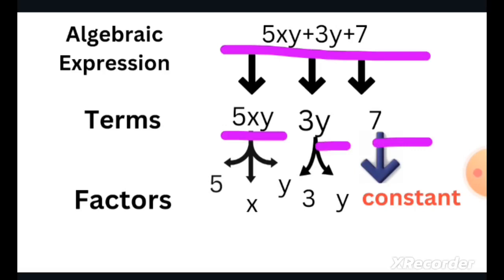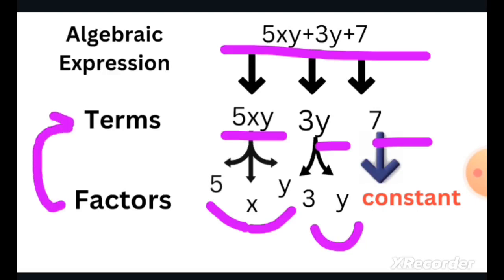Now, in order to make 5xy, we require 5x and y, and in order to make 3y, we require 3 and y. They are known as factors. So we can say that factors combine to form terms, and terms are put together to form algebraic expressions. So this is the result we got from this.